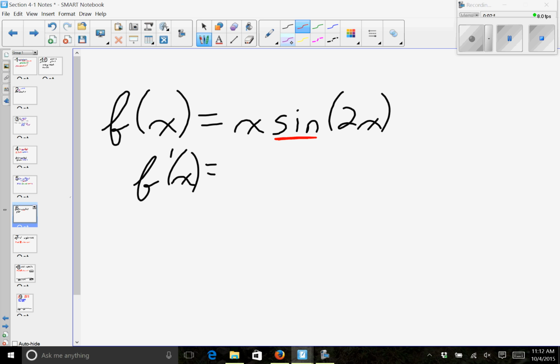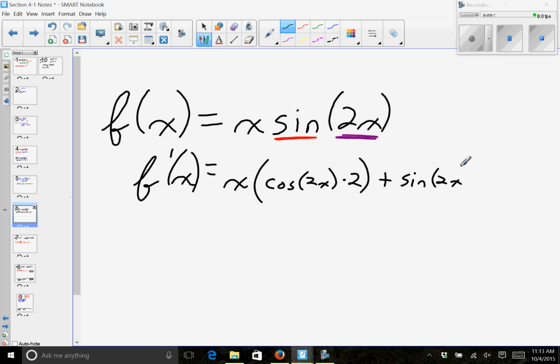So when I do the derivative, I'll do first times the derivative of sine, which means I need chain rule, so derivative of sine is cosine, don't mess with the inside, times the derivative of the inside. But then finishing off my product rule plus the second, sine of 2x, times the derivative of x, which is 1.